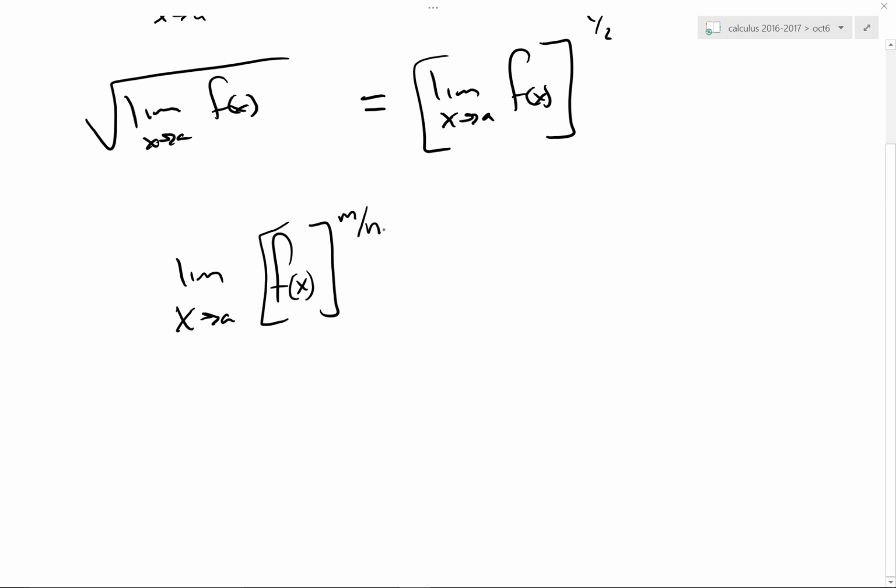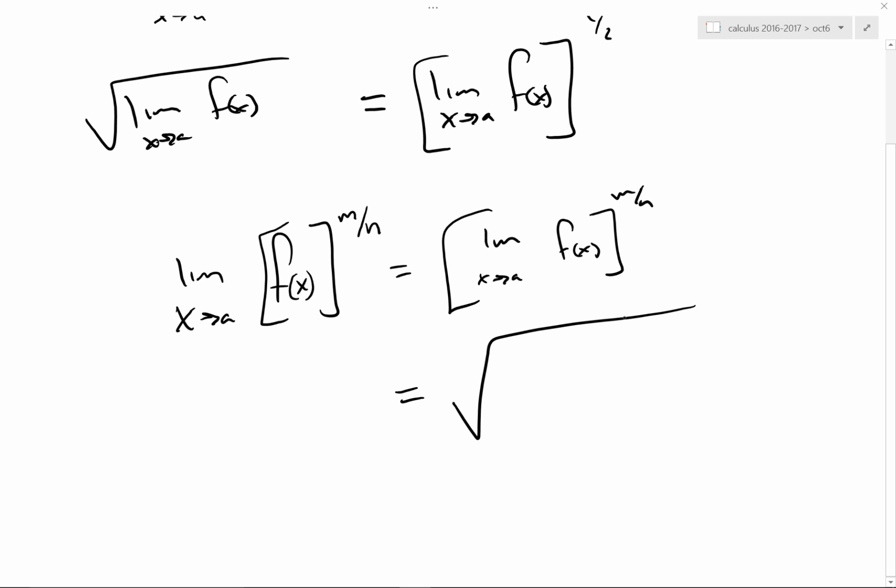Look, it's just a power. All right? It makes no difference. So you're like, well, it's the same thing. Well, of course it's the same thing. Some books will write it like this, which makes sense to me, to be honest with you, yes? But you could also write it as the nth root of the limit as x approaches a of f of x, to the m power.